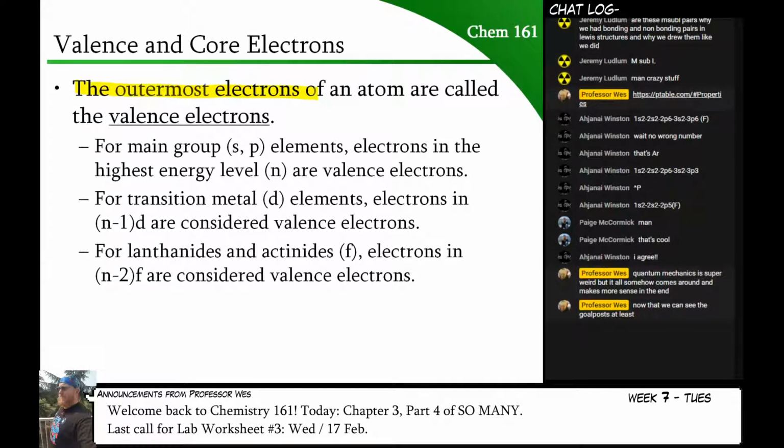Now, for all the elements that you worked with in Chem 140, which was just all the elements in groups 1 through 8A, you just counted all the electrons that were in the highest level N, and that's still true. But what about transition metals? Do transition metals have valence electrons? In Chem 140, we just said, we're not going to talk about it. But now we are going to talk about it.